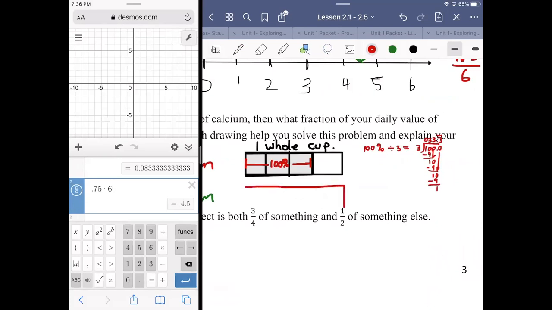And I know I'm going to account for 100, or, well, one whole cup, so we're going to have more than 100%. Oh, this is killing me. All right, finally. So I got the whole thing shaded in.